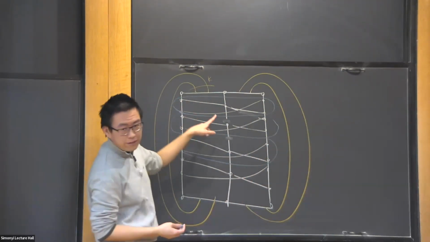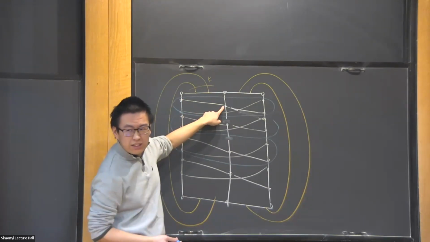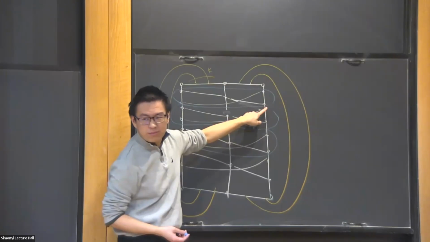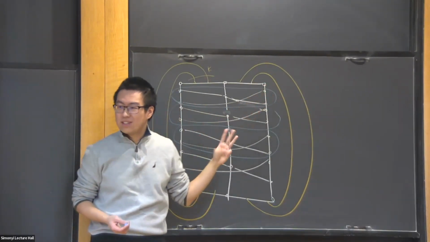Between these 5 vertices, the left top is connected to the middle one. The middle one is connected to the right bottom. And the left bottom is connected to the right top. 3 edges, just 3 edges.